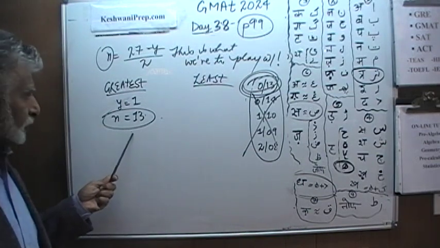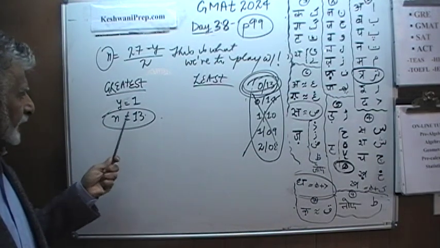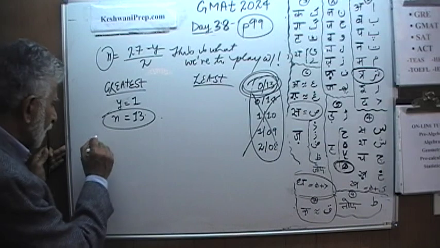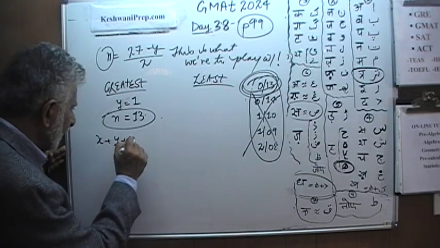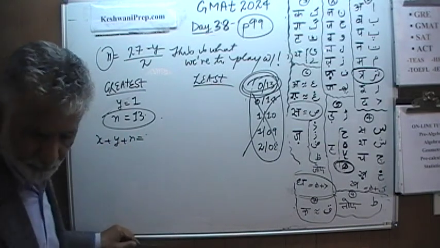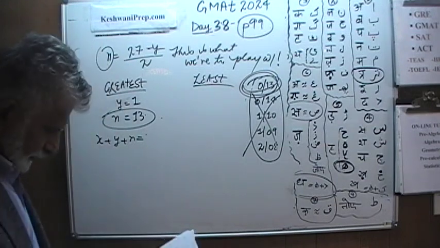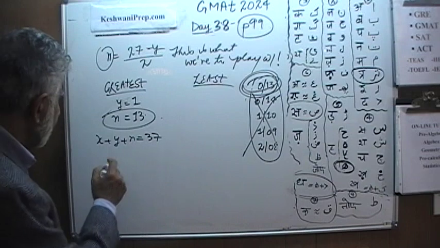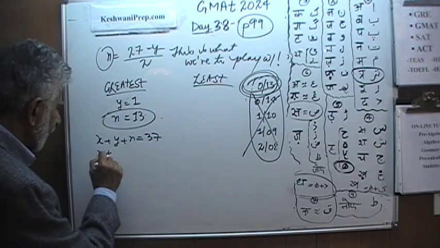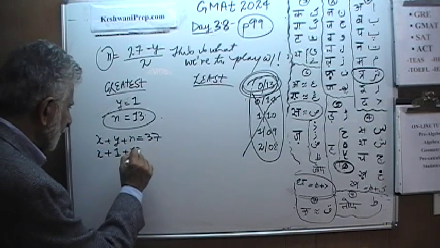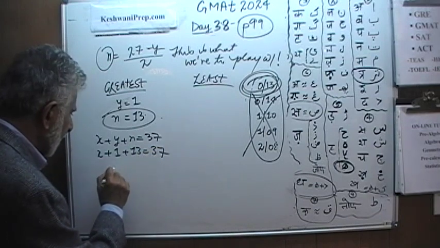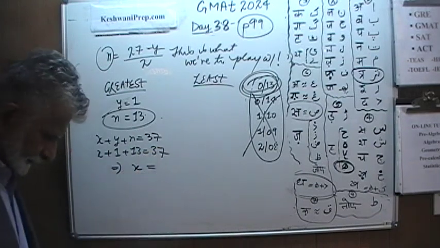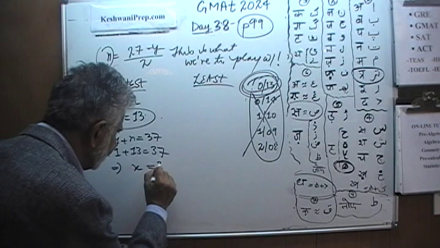If n is equal to 13 and y is equal to 1, we know that x plus y plus n has to be, what was it? How many teachers do we have? 37. Let's quickly put in a number here. So we're trying to figure out x plus 1 plus 13 equals 37. That implies that x would have to be 23.